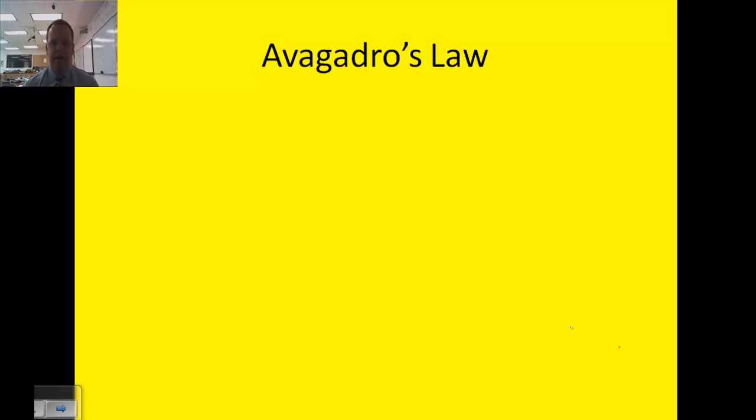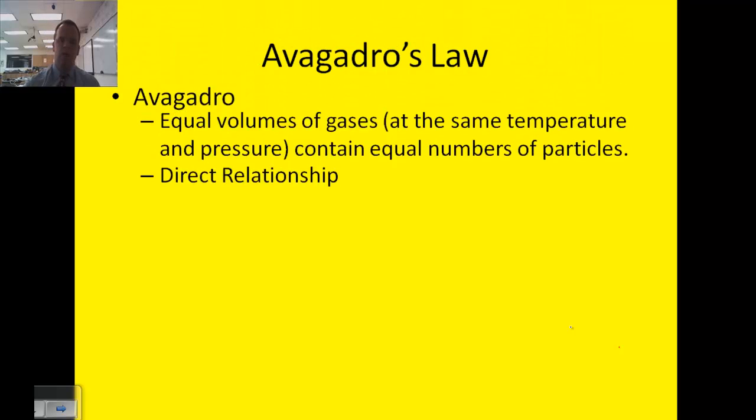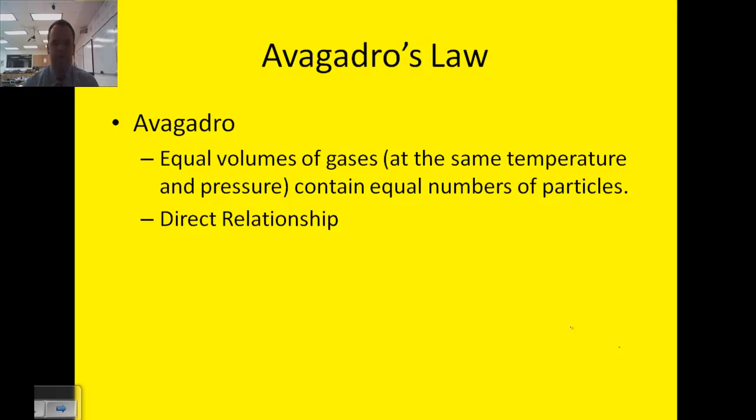The next one to look at is Avogadro's law. Avogadro, we remember from the idea of the mole, found that equal volumes of gases contain an equal number of particles as long as the pressure and temperature are held constant. So this is a direct relationship between the volume of the gas and the number of moles. We can write the equation for Avogadro: V over N equals K, or V1 over N1 equals V2 over N2. Now, volume here can be in any units as long as they're consistent, and N should always be in moles.